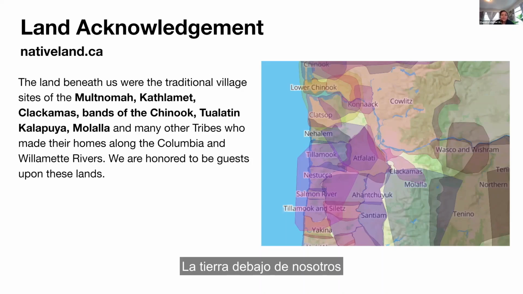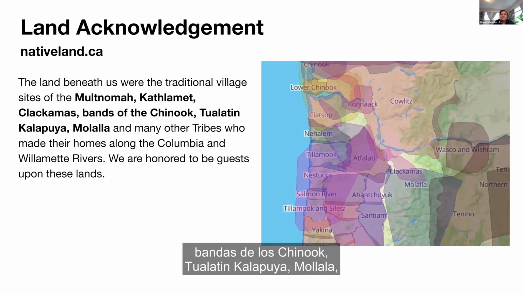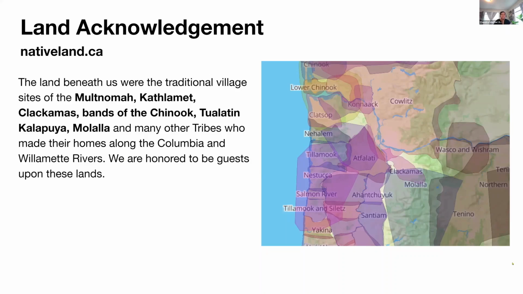The land beneath us were the traditional village sites of the Multnomah, Cathlamet, Clackamas, bands of the Chinook, Tualatin and Kalapuya, Molalla, and many other tribes who've made their homes along the Columbia and Willamette rivers. We're honored to be guests upon these lands.